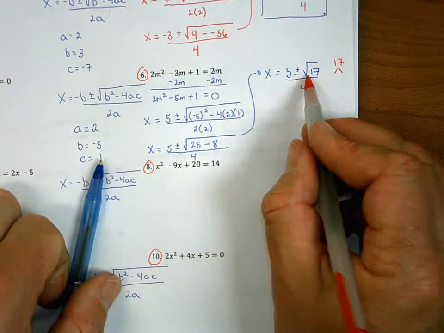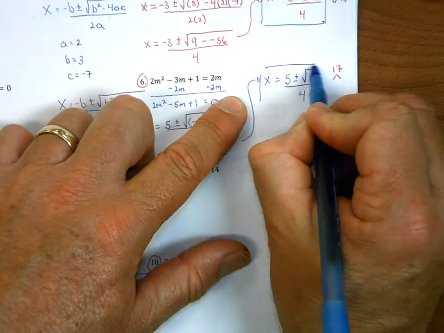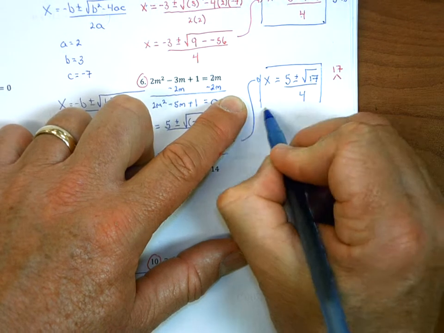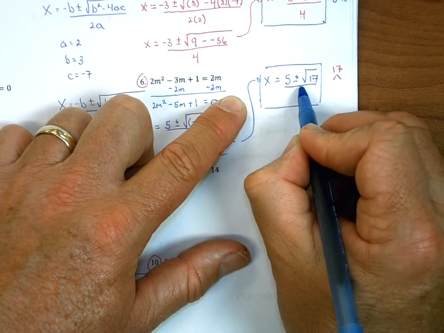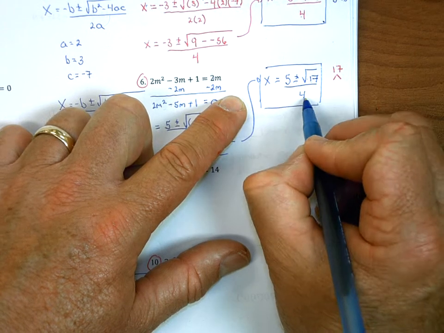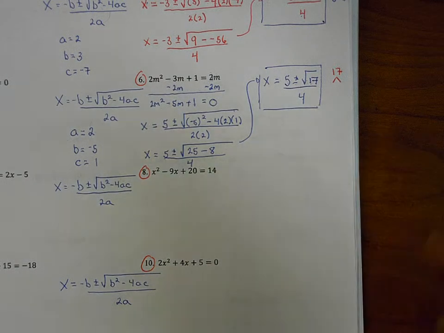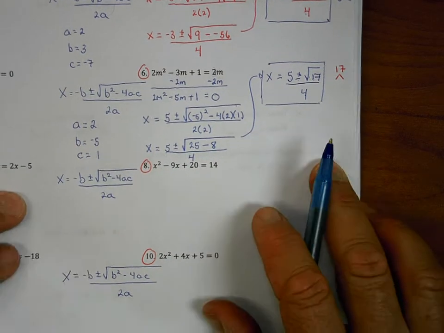That's my answer. So for number 6, the answer is x is equal to 5 plus the square root of 17 all over 4. It's also 5 minus the square root of 17 all over 4. Okay, once again, a weird looking answer, but that's the answer to number 6. Okay, moving on to number 8.